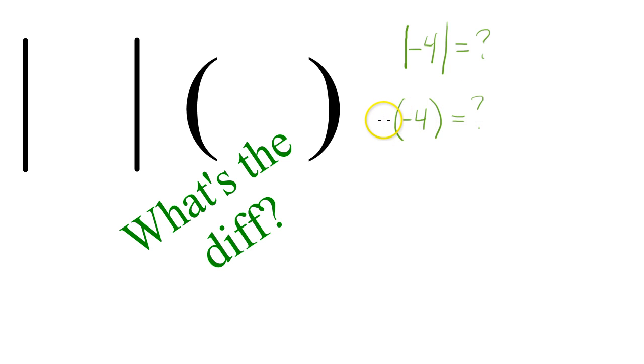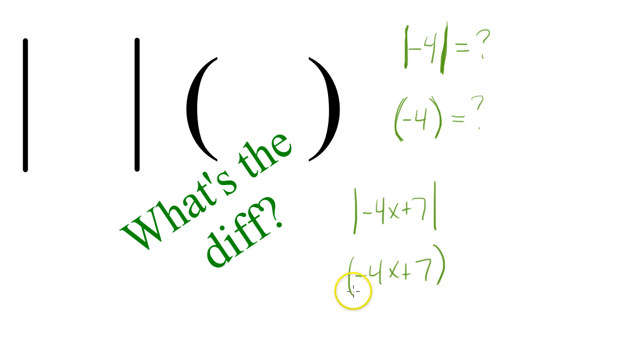And I hope you're going to say, yeah, because these straight lines represent something called absolute value, which is completely different than parentheses that say, hey, let's group this stuff together. If I had the absolute value of -4x plus 7, and I had parentheses -4x plus 7, that is completely different. Absolute value is asking something totally different than just parentheses. So let's talk about what the difference is.